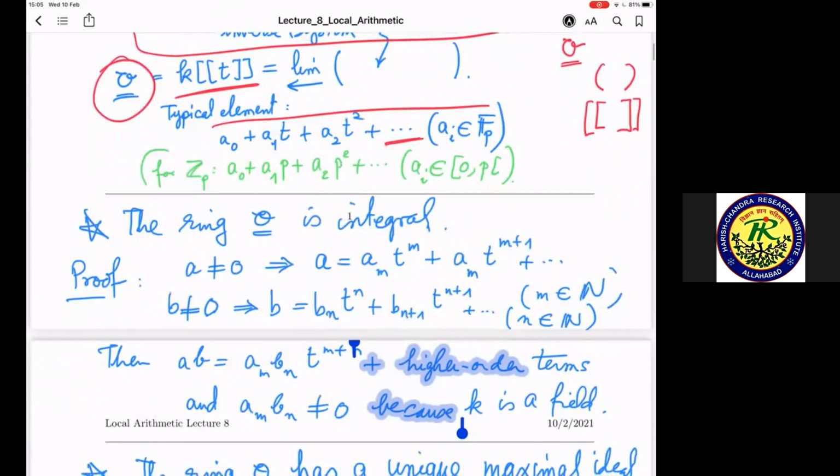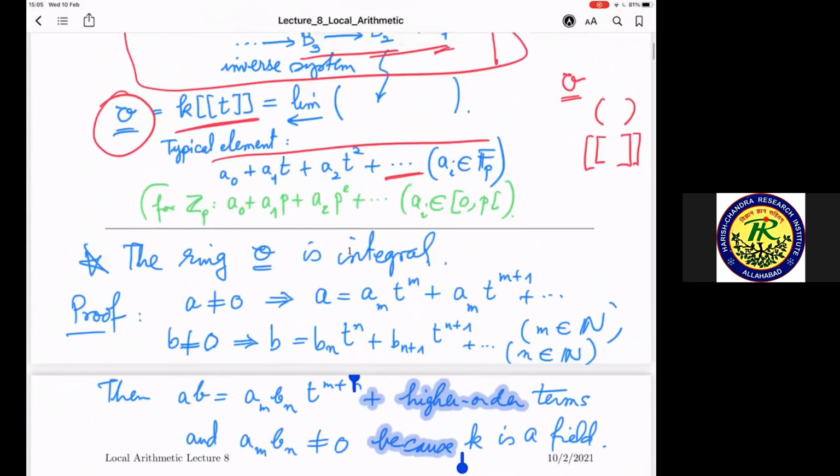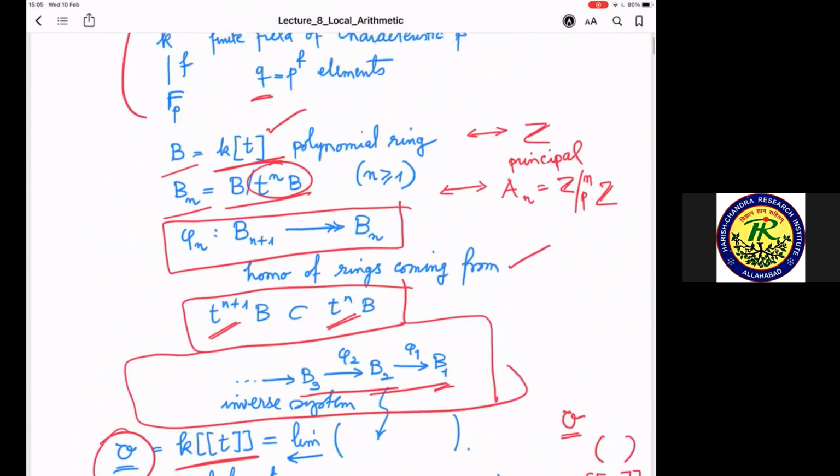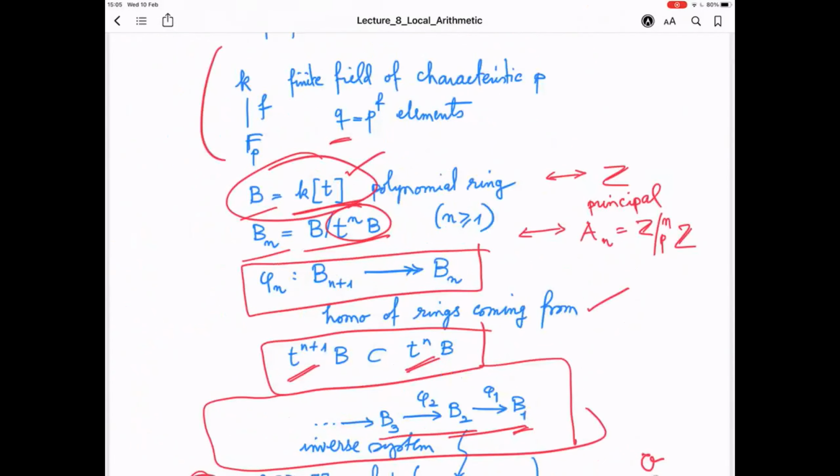Anyway, so these ai are in this field F_p. Compare this with what happens for Z_p. You know, this ring O is supposed to be analogous to the ring Z_p because we got it from the ring B by a process of completion, just as we had got Z_p from Z by completion, right?